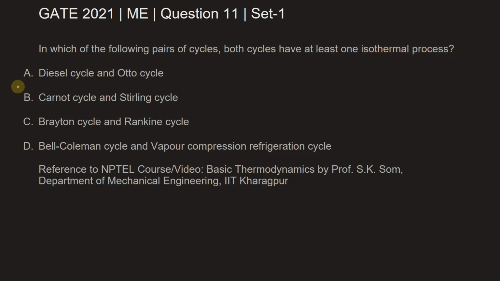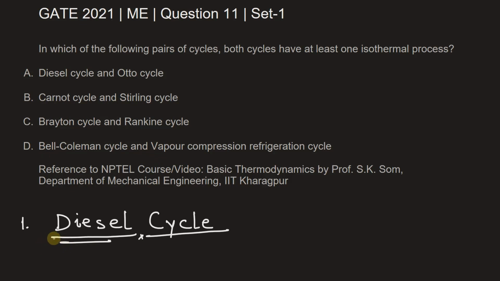So the four options given to us are diesel cycle and Otto cycle. Second is Carnot cycle and Stirling cycle. Third is Brayton cycle and Rankine cycle. And fourth is Bell-Coleman cycle and vapor compression refrigeration cycle. Now let's understand all the cycles using PV diagram.